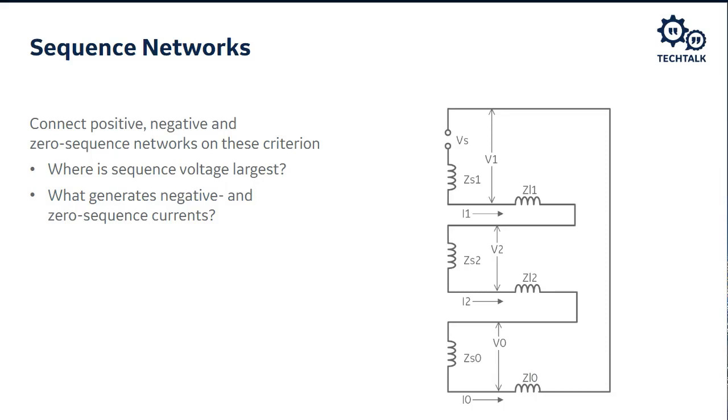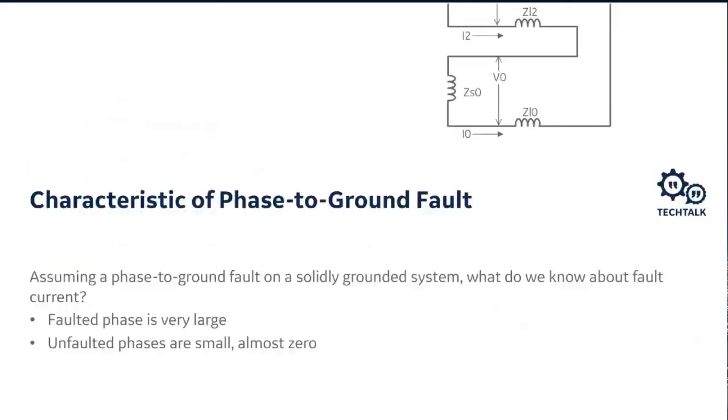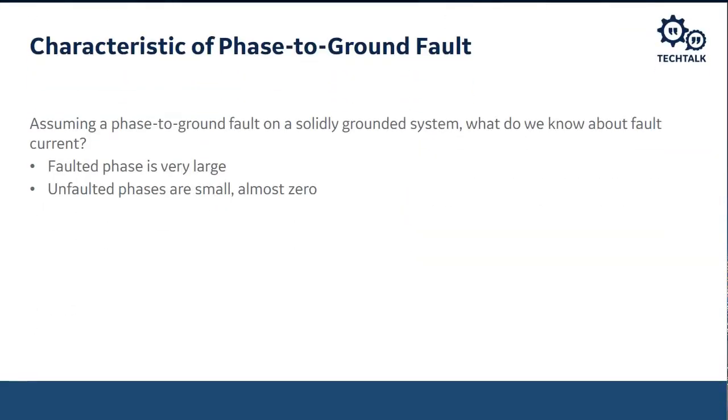Well, if we look at how this all comes about, or how I knew to connect these sequence networks like this, I can actually derive it. Now, in most instances, you can go to a reference book and find how the sequence networks will interact for a particular fault type. But just for the sake of argument, let's look at how we would derive that.